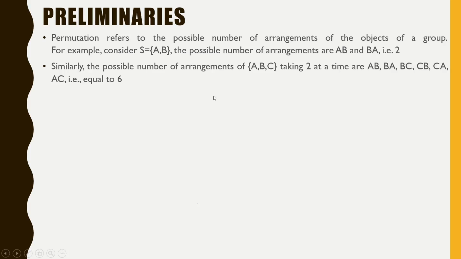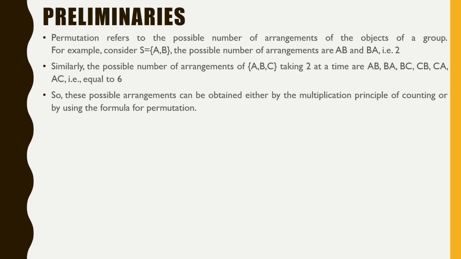Similarly, the total number of possible arrangements for A, B and C, if we take two at a time, are AB, AC, BC, CA, BA and CB. So that is equal to 6. These possible arrangements can be obtained either by using the multiplication principle of counting or by using the formula for permutation.